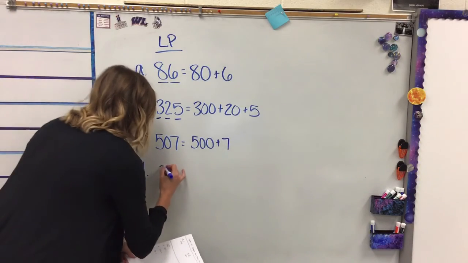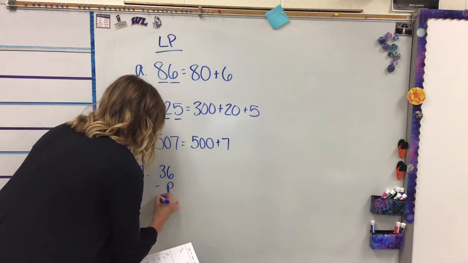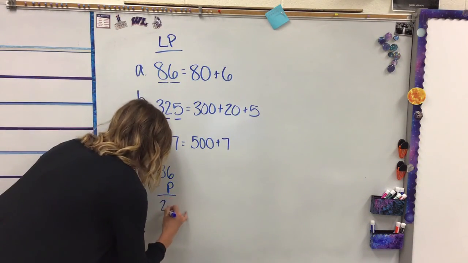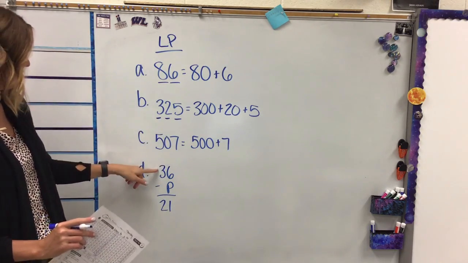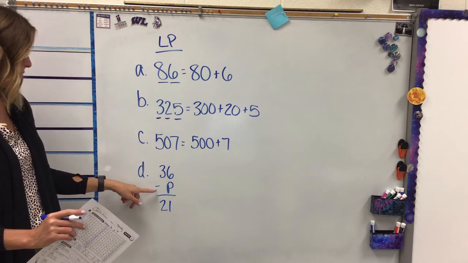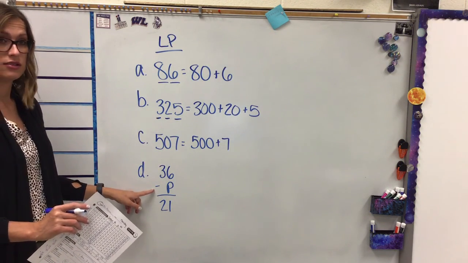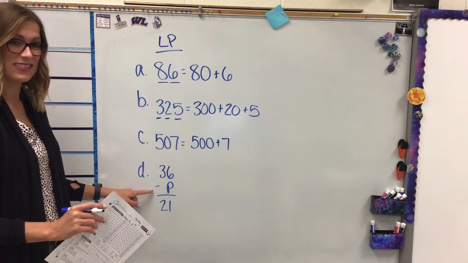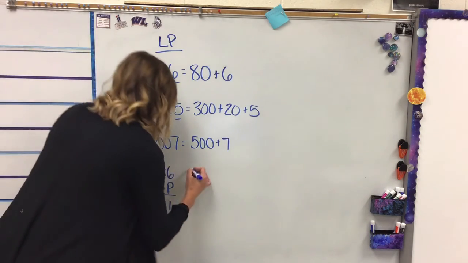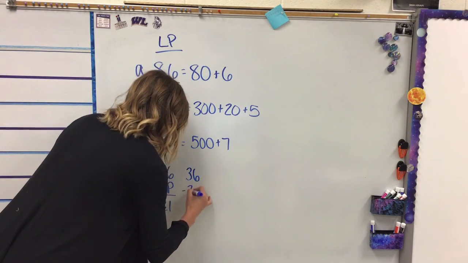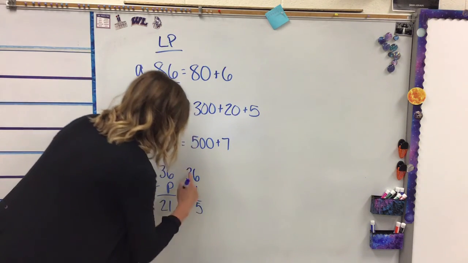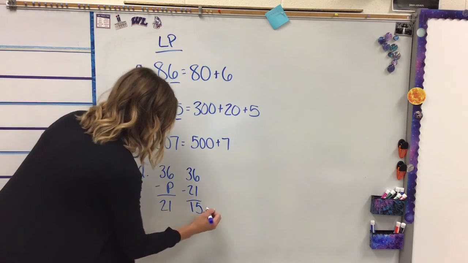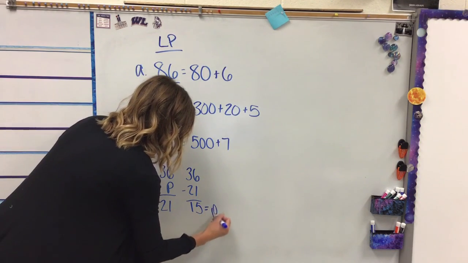D says 36 minus P equals 21. Is my missing number first or second? If my missing number is first, I'm going to add. If my missing number is second, I'm going to still subtract. Well, it's second, so I'm going to still subtract. So 36 minus 21. 6 minus 1 is 5. 3 minus 2 is 1. So I get P equals 15.